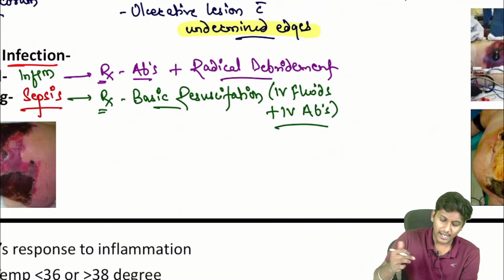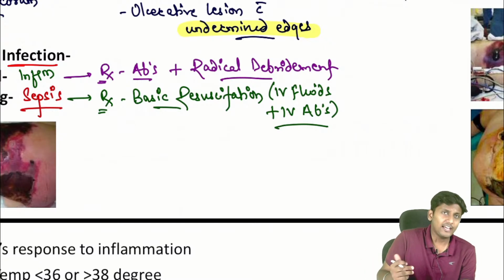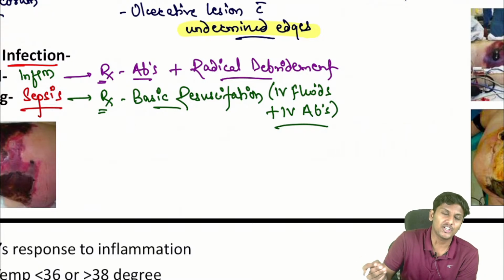After this basic resuscitation is done, in definitive management we are going to continue with IV antibiotics in the patient, and along with that, depending on the type of infection, we are going to manage the patient. That means if it is a case of gangrene, we have to go for an amputation. But if it is a case of necrotizing fasciitis, we can only go for a debridement. So that is the funda.